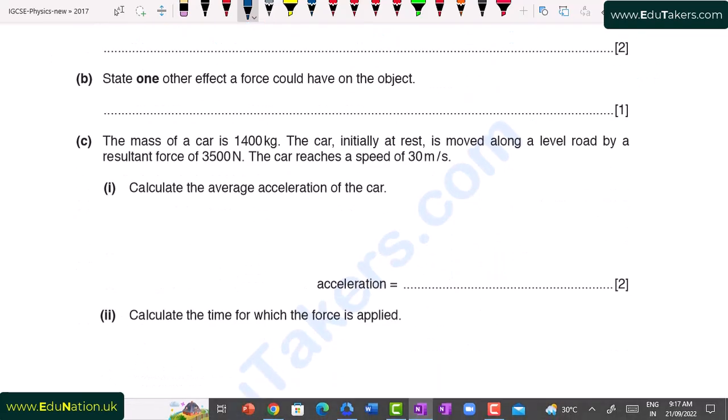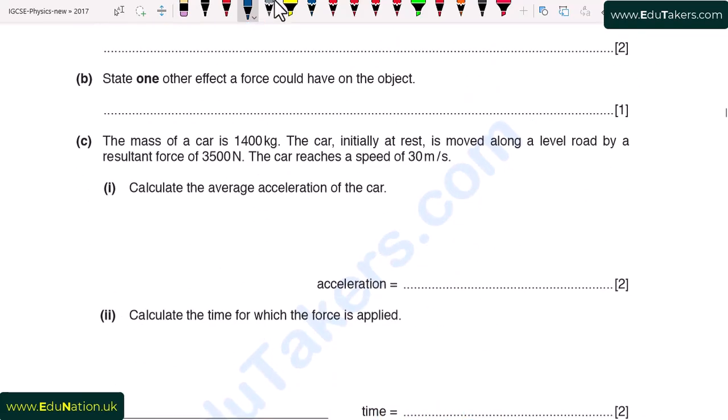Part B. State one other effect a force could have on the object. So here we have to describe another effect a force has on the object. When a force acts on a body, it may change its shape or size. So I write here: force changes the shape or size of object.